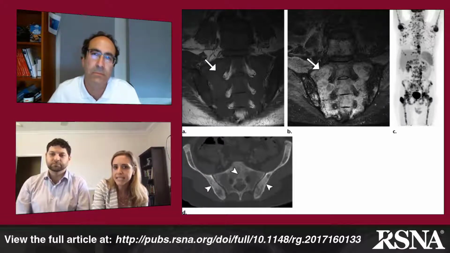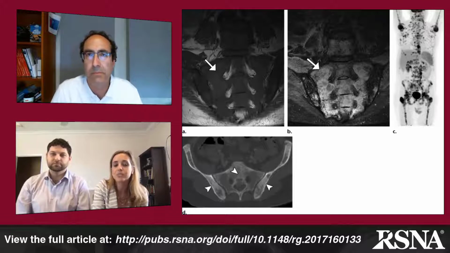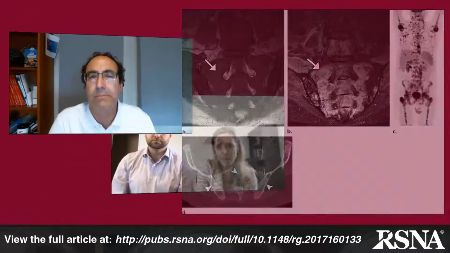So this case is a demonstration of how much more sensitive PET and MRI are in evaluating bone marrow infiltration. On the contrary, the CT findings are much more subtle, with patchy areas of sclerosis in the sacrum and iliac bones, but it's much more obvious on the MRI and the PET.